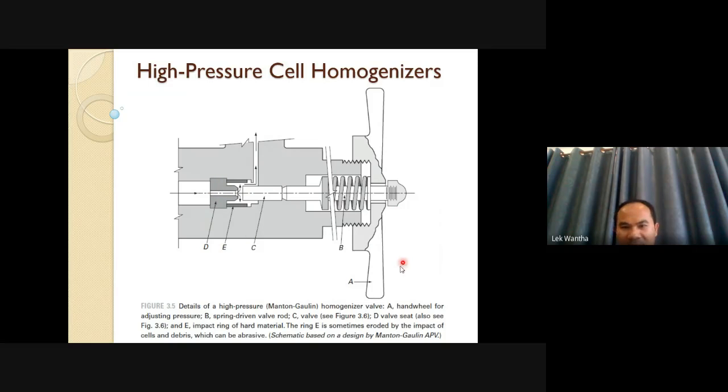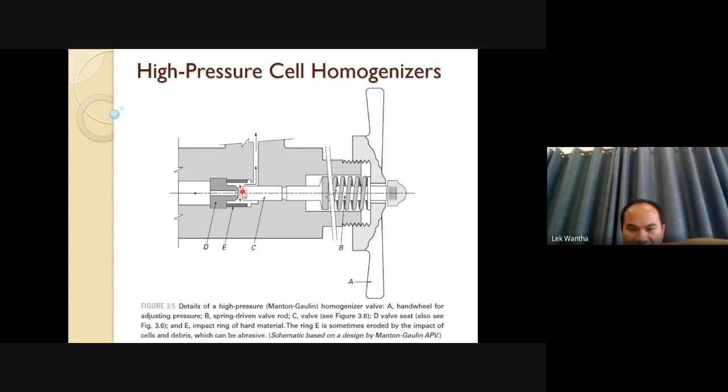A is the hand wheel. You have to rotate this. B is the spring. If you rotate this, you add some force in this direction. The cell will be in contact between this valve and this, and then the cell will be released. The spring is the driving part. C is the valve, the area of contact.